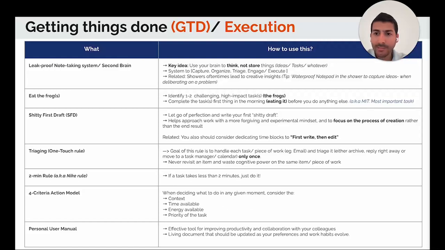Now let's take a look at principles related to execution, right, or getting things done. The first one is, and I think I alluded to this in the principle slide, just to have a note-taking system which you trust, right? And you'll use it to manage your commitments, your projects, your tasks effectively. And the key underlying idea here, and it doesn't matter how you have your note-taking system laid out, is to use your brain to think and only think and not to store things, right? So as long as you can incorporate that idea, you're golden.